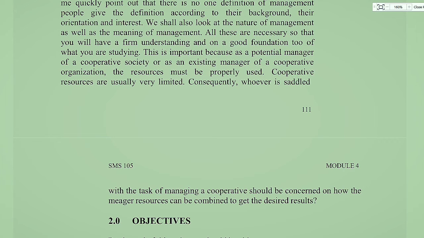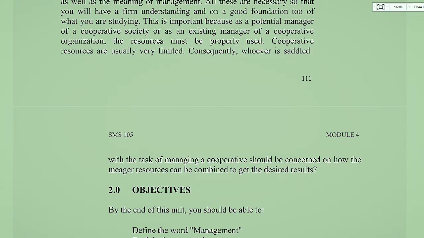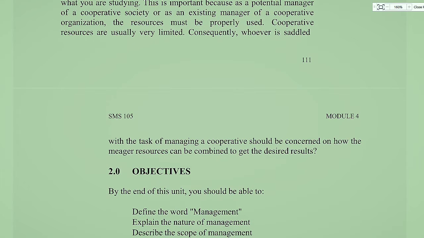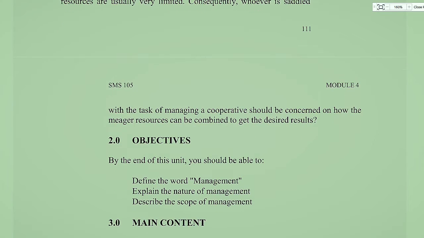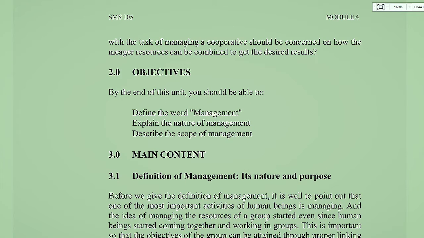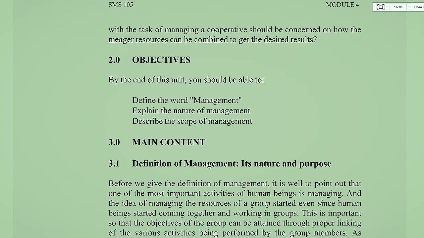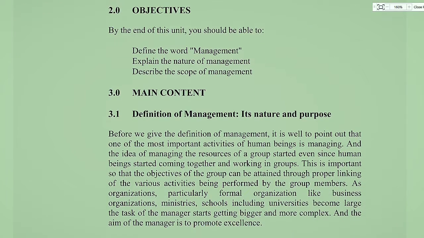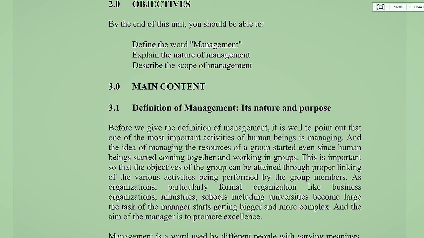This is important because as a potential manager of a cooperative society or an existing manager of a cooperative organization, the resources must be properly used. Cooperative resources are usually very limited. Consequently, whoever is saddled with the task of managing a cooperative should be concerned with how the major resources can be combined to get desired results. So now we have the main content, definition of management.